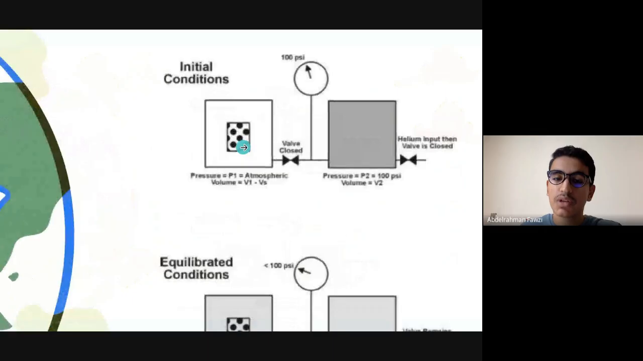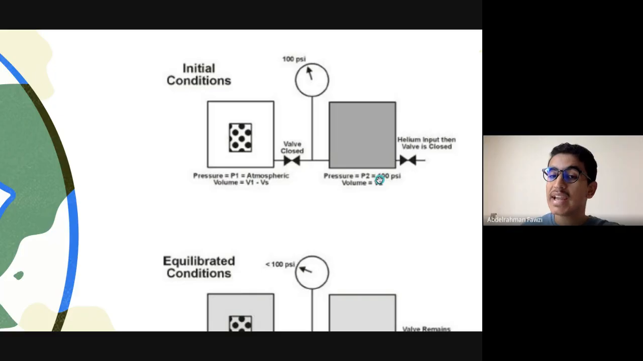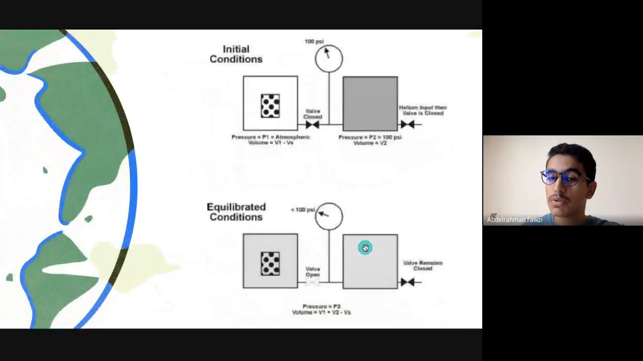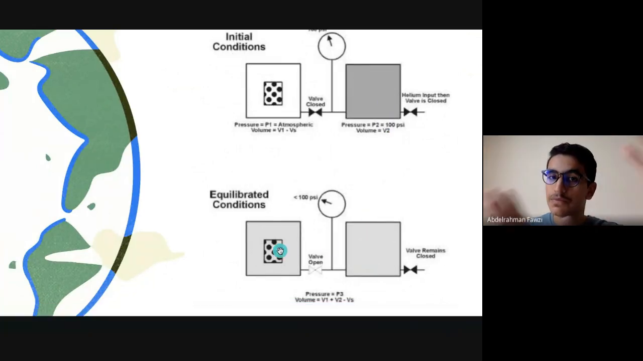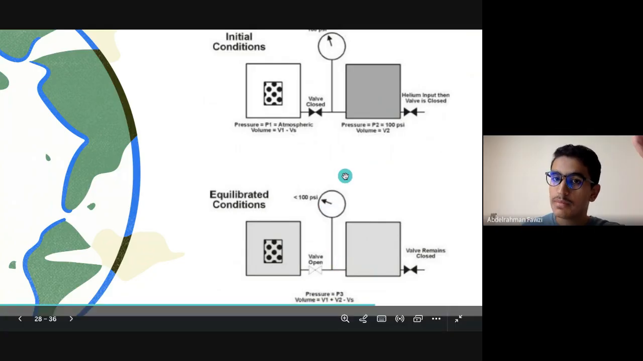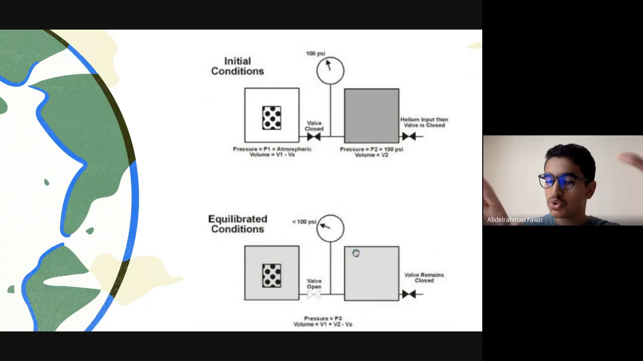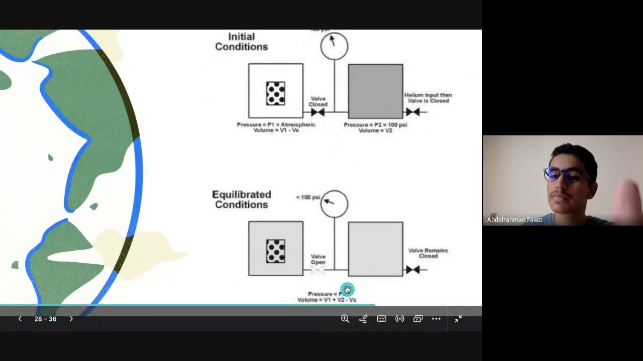So we need to calculate the volume of this rock. We don't know the volume of this rock. We know the bulk volume, but we don't know the effective volume. So we use two chambers. One of them has atmospheric pressure. One of them has 100 psi, and again we assume it is isothermal condition. Then we open the valve, and the air inside goes to the other chamber. The pressure is going to decrease. It will not be 100 because it is distributed into two chambers. And then from these values, we can calculate the effective volume of the rock.